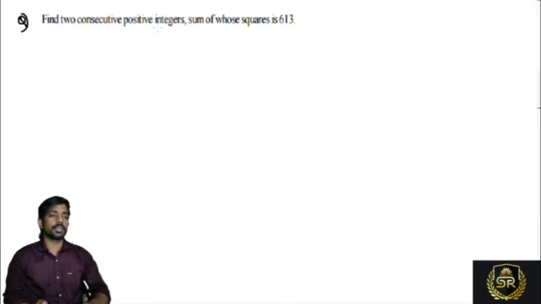Find two consecutive positive integers, the sum of whose squares is 613. So here what is being asked is to find the two consecutive numbers. Consecutive numbers means let x and x plus 1 be two consecutive numbers.